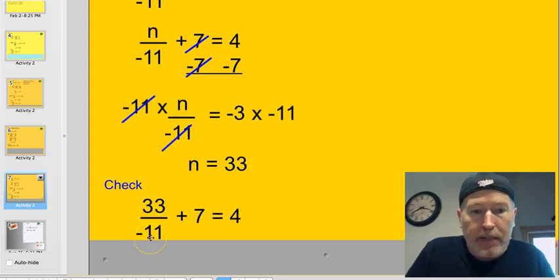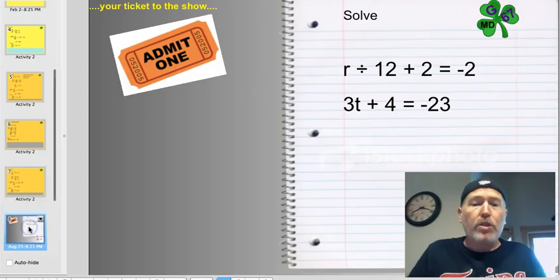33 divided by a negative 11, that's going to be 3, but it's going to be a negative 3 because I have an odd number of negative symbols. And if I add 7 to that negative 3, we end up with a positive 4 as an answer. So that did work out.